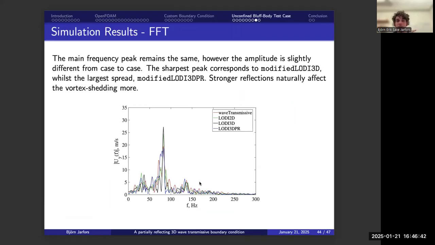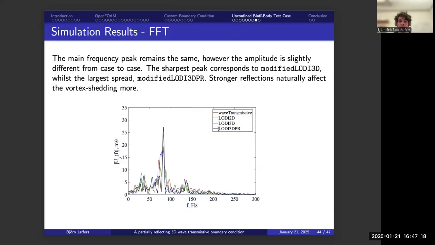And after that, you can do a frequency analysis, and we commonly refer to this as the Strouhal frequency. In a very clear vortex shedding case, you would have a very clear peak for the vortex shedding, which corresponds to the Lodi 3D case here, which has the clearest peak. Then Lodi 2D actually has the second clearest peak here, but it also has twin peaks right next to it.